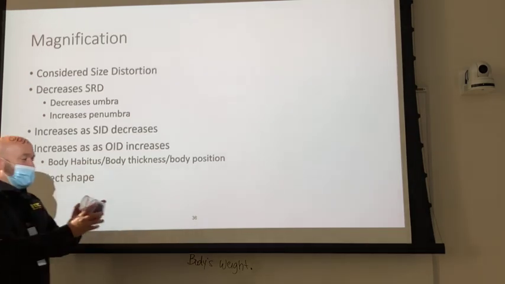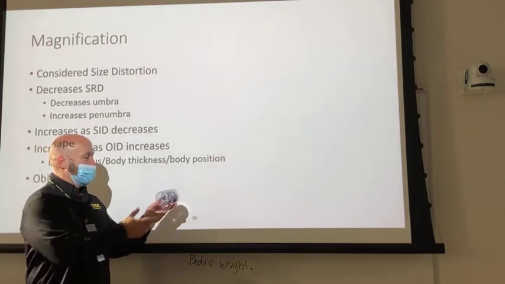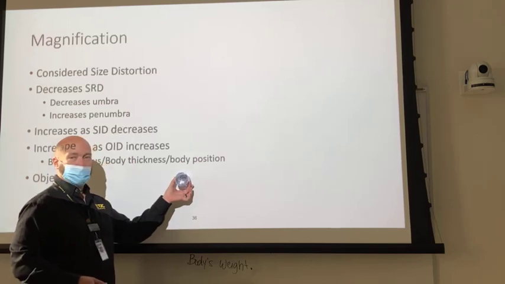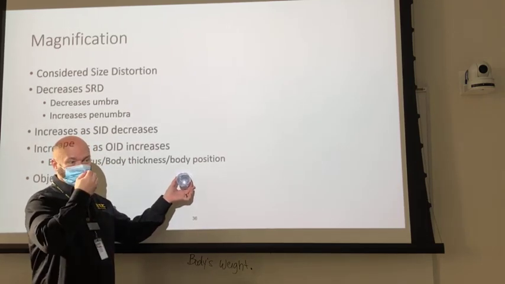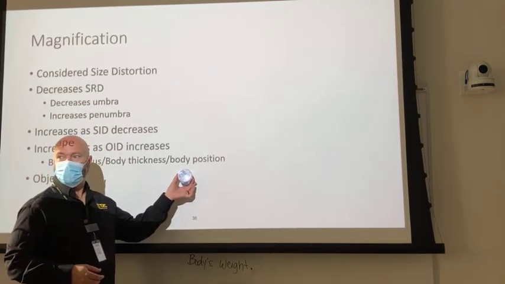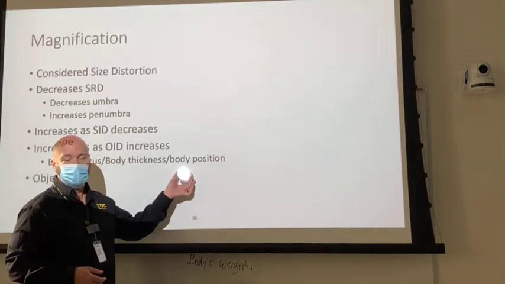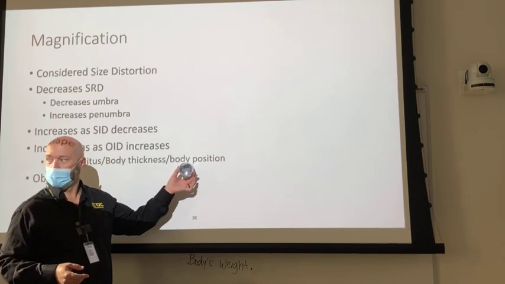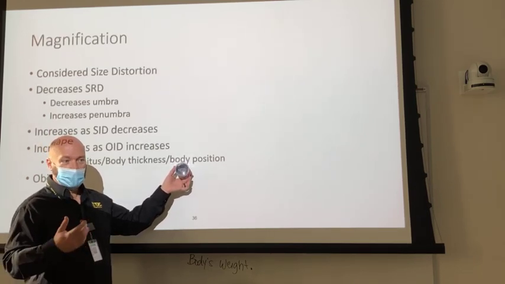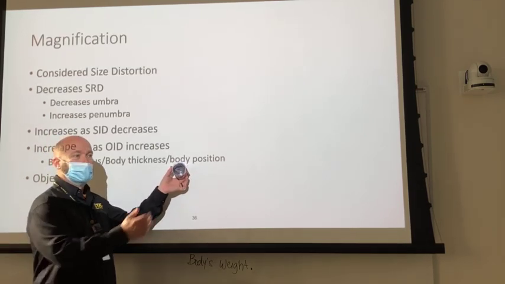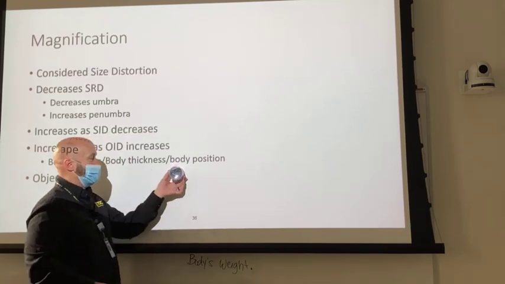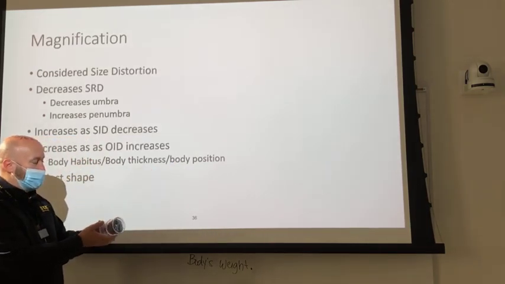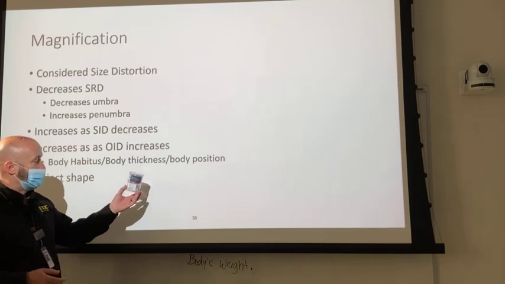What if I have something that's this thick? Am I going to have magnification? Yes. Why would I have magnification if it's right up against the screen? Only part of it is, right? It's not paper thin, it's fat. It's thick. So you're going to have an increase in OID. So the thickness is going to be an issue, but also the shape as well.